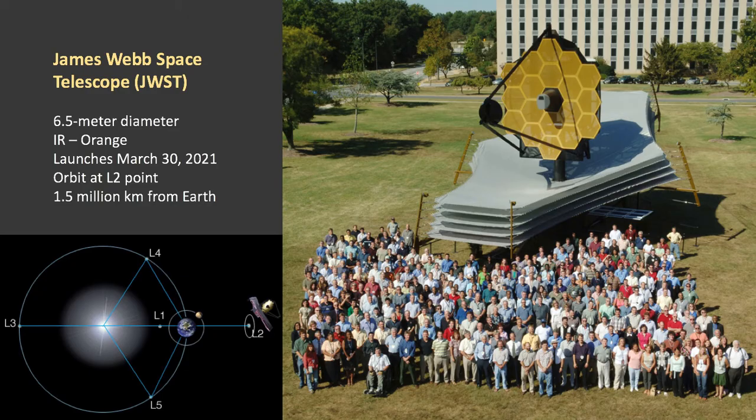Now, the replacement for the Hubble Space Telescope is a telescope that's been in the works for a while. It's called the James Webb Space Telescope, or JWST. This is what it looks like. It's a much bigger telescope, 6.5 meters as compared to 2.4 meters.